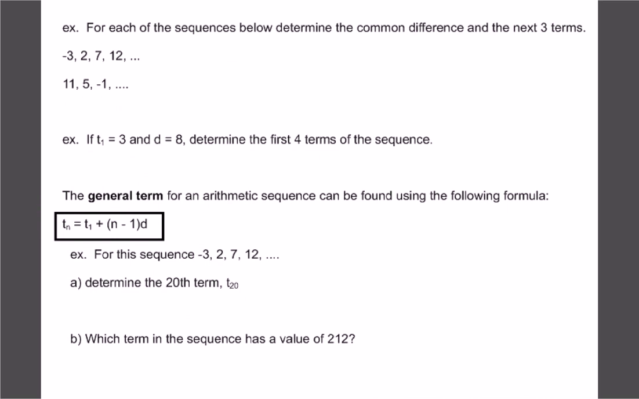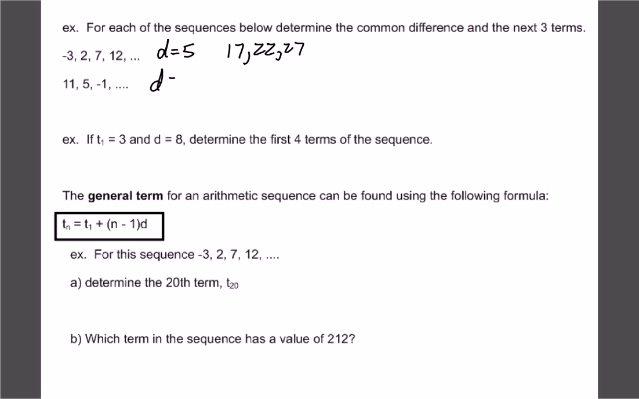Okay, so we're just going to look at just those types now, and we're going to get to a formula that'll help us solve these things. Our first example here is to figure out what the common difference is, and then do the next three terms. So you can see we added 5 each time. So our D would be 5, and then our next three terms would be 17, 22, 27.